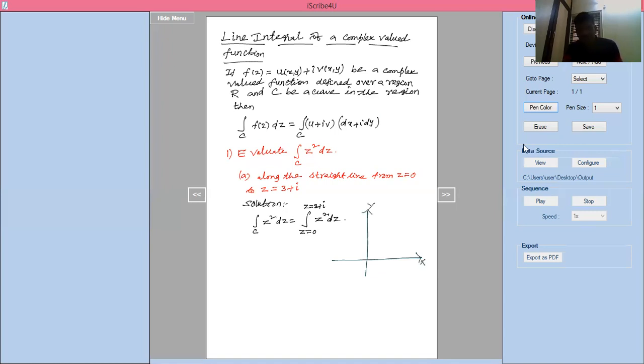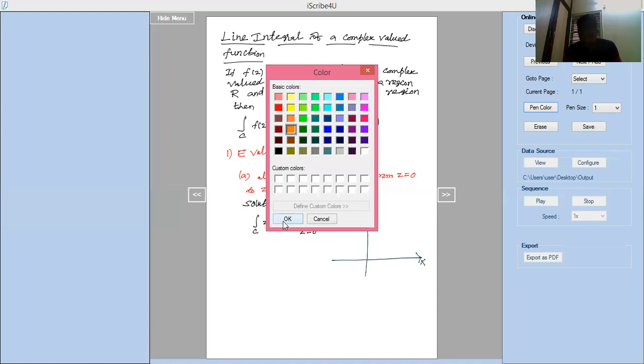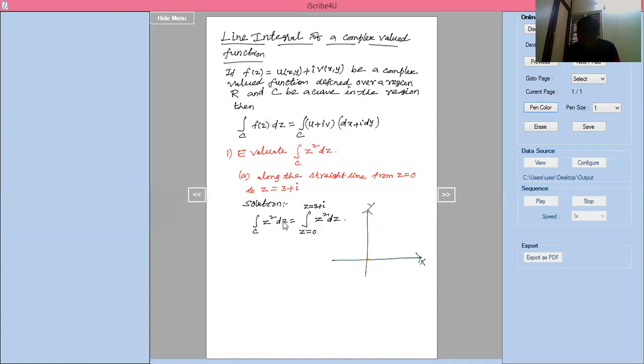Here, what are the points? One is z equal to 0, another is z equal to 3 plus i. I'll write it like this: A is the point z equal to 0, and we will take B as the point 3 plus i. What does 3 plus i mean in the plane? The real part is along the x-axis and the imaginary part is along the y-axis. So this is the point B.